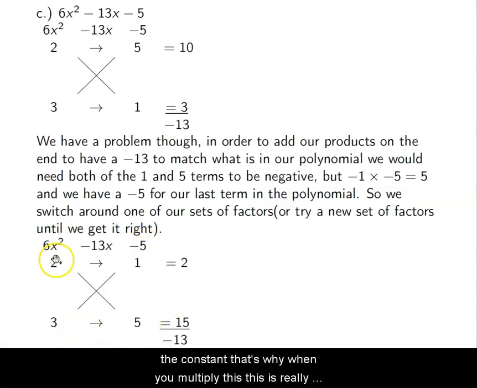That's why when you multiply this, this is really a 2x. Okay, so you can think of this as 2x and 3x. This is the constant 1 and the constant 5. And these are the arrows. The diagonal arrows are the ones that go across to match up. So 2x and, in this case, a negative 5, 3x, and a 1.